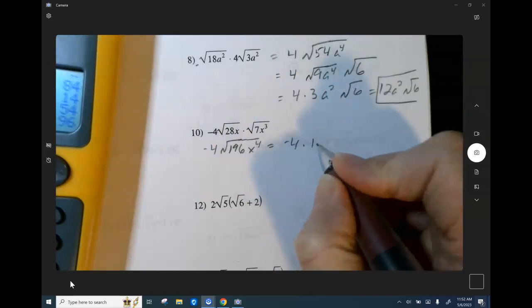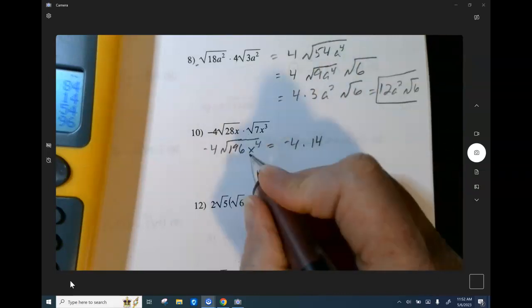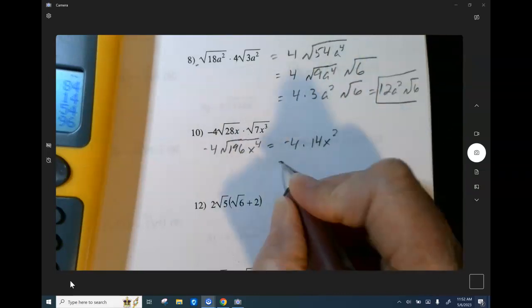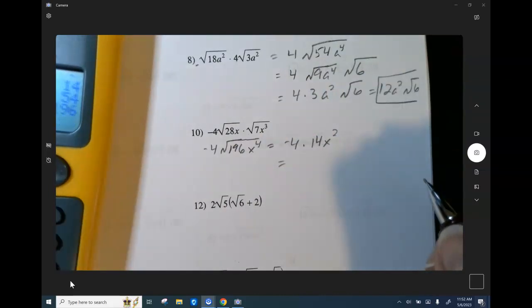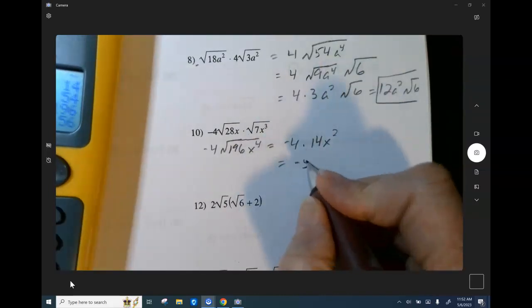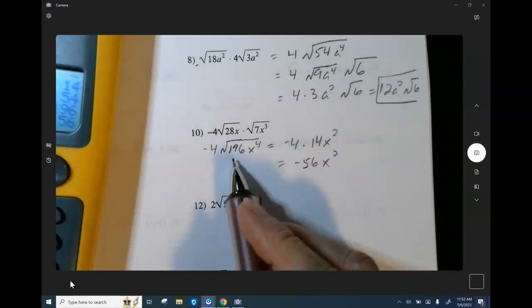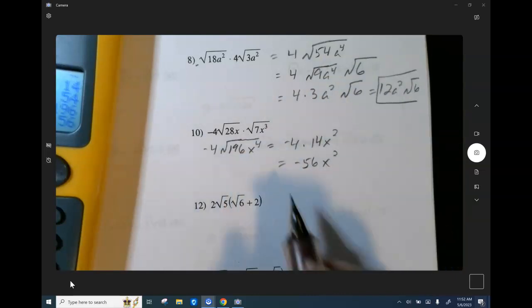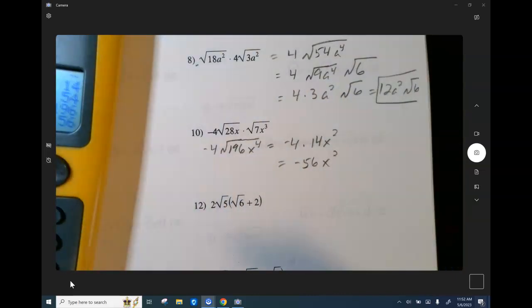Square root of 196 is 14. Square root of x to the fourth is x squared. 14 times 4 is negative 56x squared. And once we've taken the square root, we don't put a radical back on it. It's like it's freedom. Woo, I'm out of the radical.